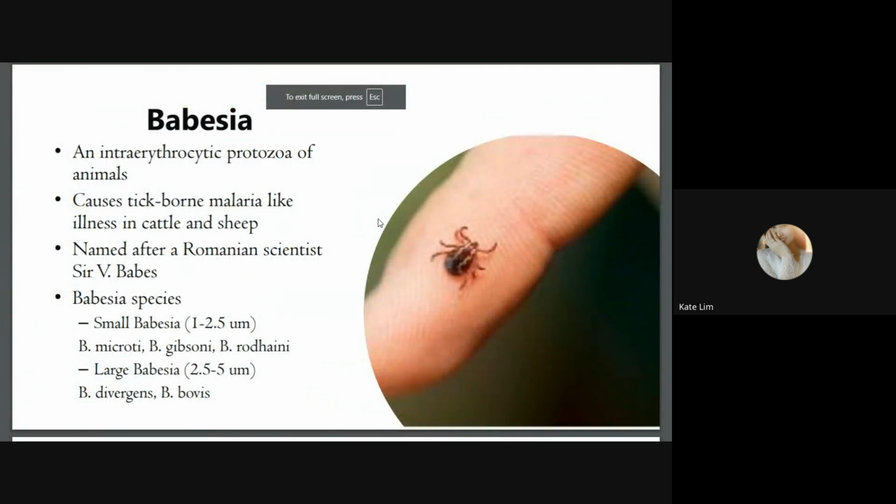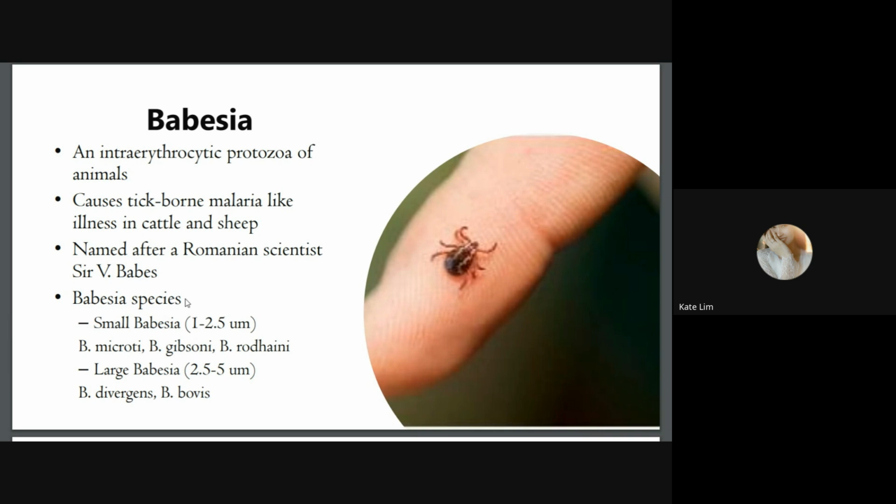So Babesia here is just like Plasmodium. It is also an intraerythrocytic protozoan that causes malaria-like illness in animals, particularly cattle and sheep. But what's intriguing about this parasite is its transmission. It is transmitted not by mosquitoes, but via ticks.